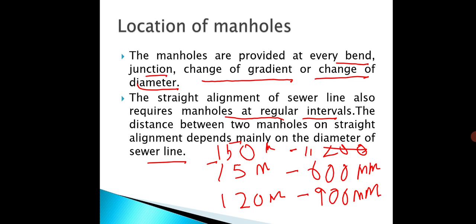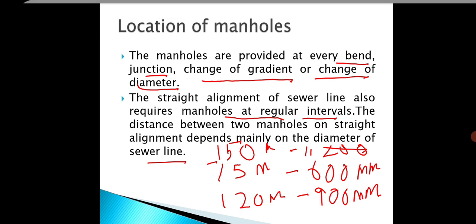For 600 mm diameter, the distance between two adjacent manholes is generally 75 meter, and for 900 mm it is 120 meter. For diameter of 1200 mm, the distance is 150 meter. Then for 1500 mm diameter, the distance will be 250 meter. And for more than 1500 mm diameter, the distance between two adjacent manholes will be 300 meter.